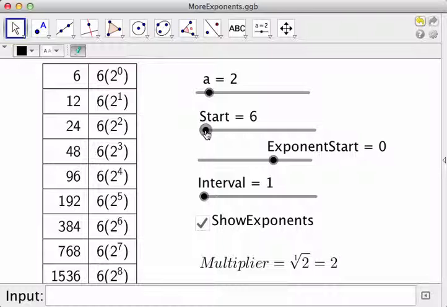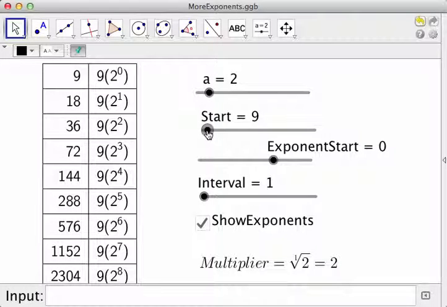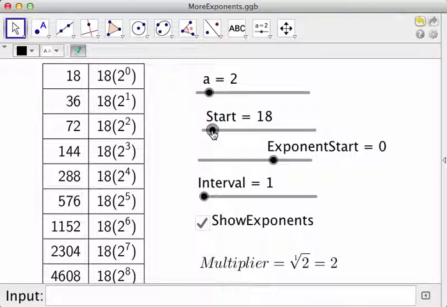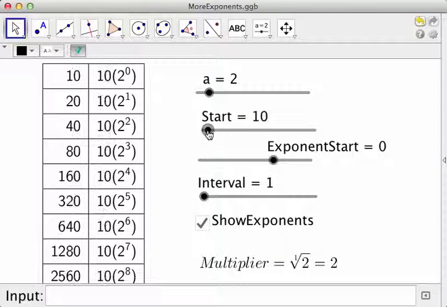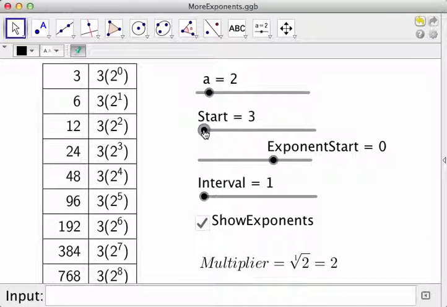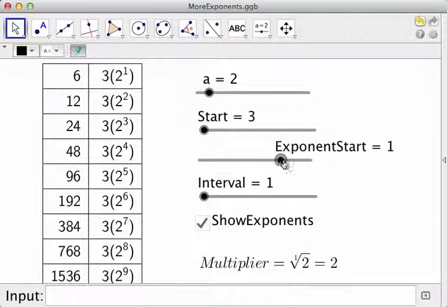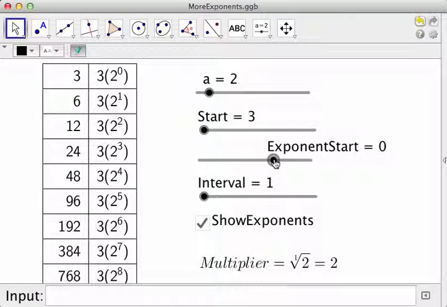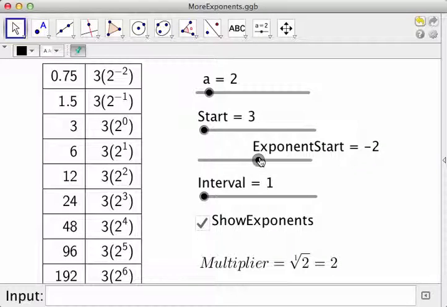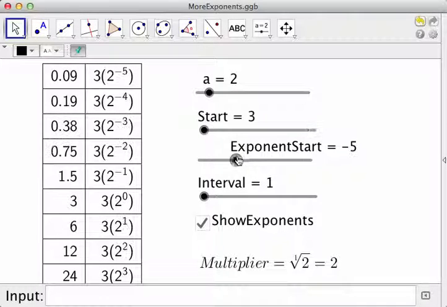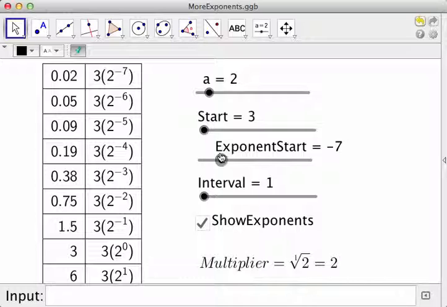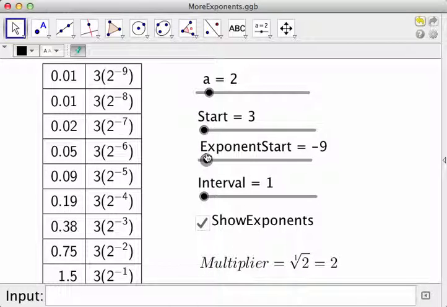So now with start, we can see that we're just getting the starting number times the base number raised to 0, then 1, then 2. The exponent start just changes the exponent in the first cell of the table. The pattern of stepping up by 1 remains.